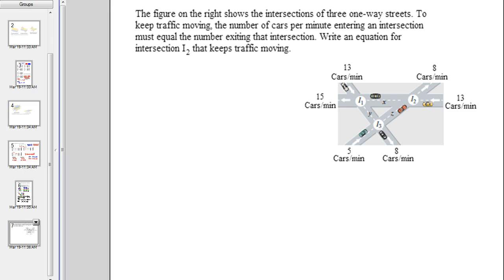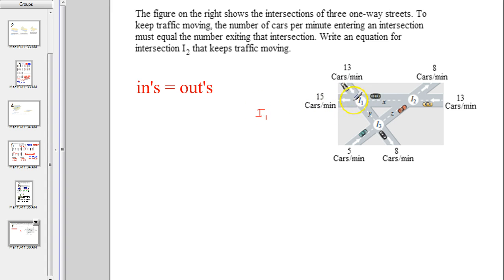Alright, well, so in class we're going to look at one more example from section 8.2. This is another application. Still the street intersections, but this time there's only 3. Okay, so we have I1, I2, I3. So again, we're going to do ins equals outs. Alright, we're going to start with the first intersection.